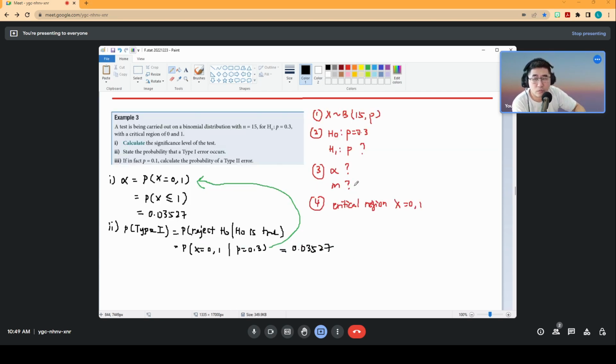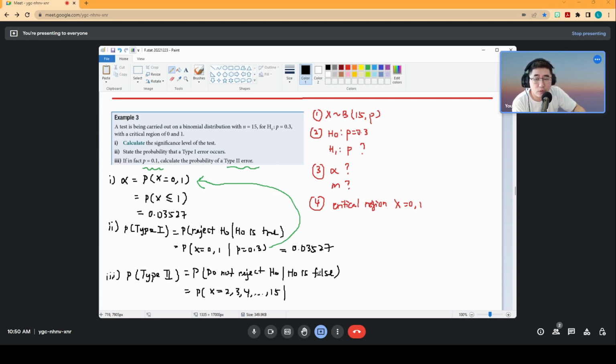Then if p is 0.1, calculate the type 2 error. So for number 3, if I want to calculate type 2 error, it is the probability of do not reject H0, given H0 is false. You can see that these are all definitions. But when do you not reject H0? You do not reject H0 when X equals 2, 3, 4, up to 15.